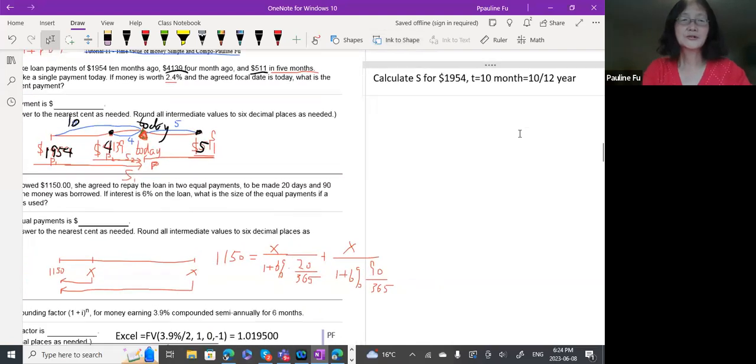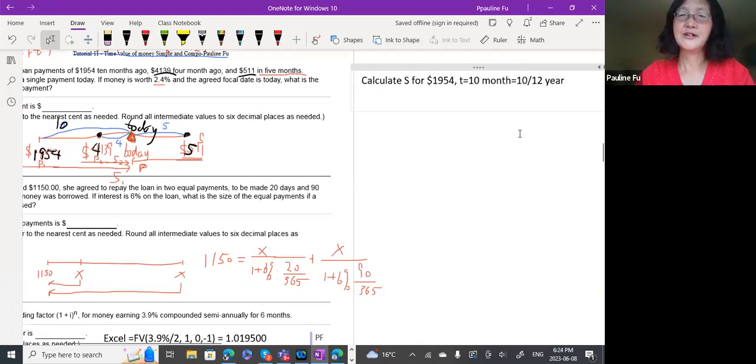Okay, so to do this, you just need to use formula. So S equal to P times 1 plus RT. P 1954 times bracket 1 plus R is 2.4% times T. T is 10 over 12.